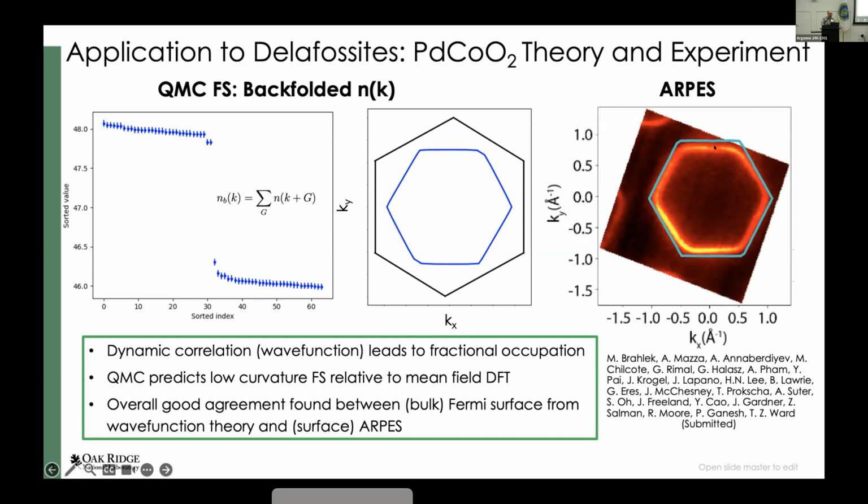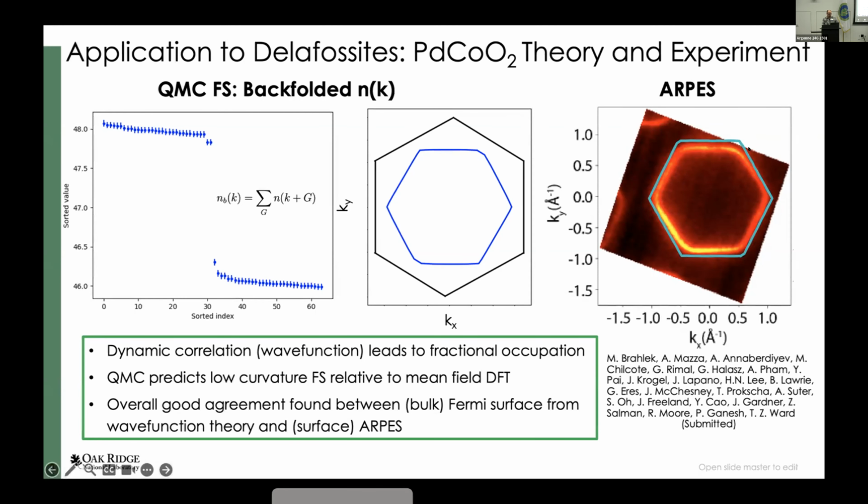So here's ARPES on a palladium cobalt oxide surface, here in this orange area, and here is ours in this teal color. So they're close. It's not exact, but also in the experiment, you have a couple of other things going on, right? ARPES can be surface sensitive. You have surface charging effects. You can have some oxygen stoichiometry differences.